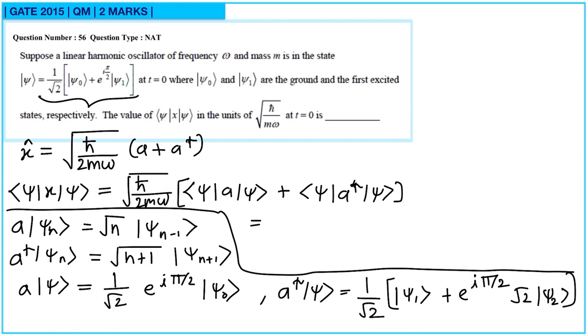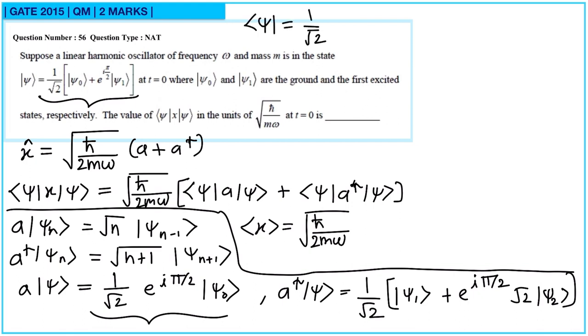Now we will substitute it here. So this will be equal to root h cut by twice m omega. Now a operated on psi is this, and we will write bra psi here. So that is equal to 1 by root 2 bra of psi 0 plus e raised to minus i pi by 2 and psi 1.